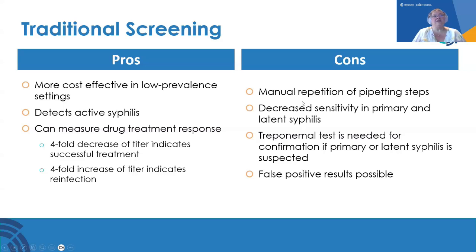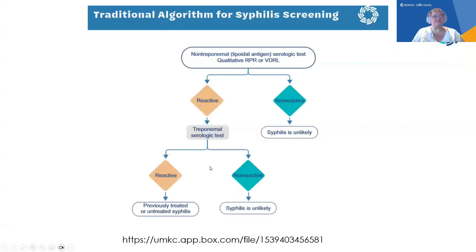The cons is, as we have all encountered, a high turnover in our clinics and in our labs. So it requires that person to stand there and do the repeated pipetting to see what the titer is. It does have decreased sensitivity in primary and latent syphilis. The treponemal test is also needed for confirmation, and you have more false positive results with the RPR and VDRL.